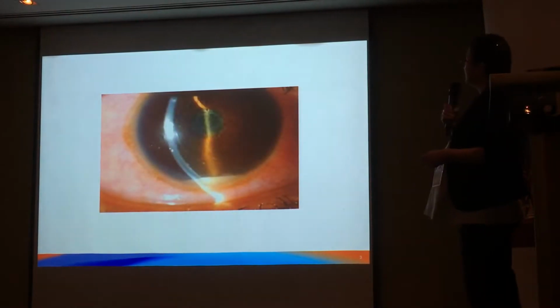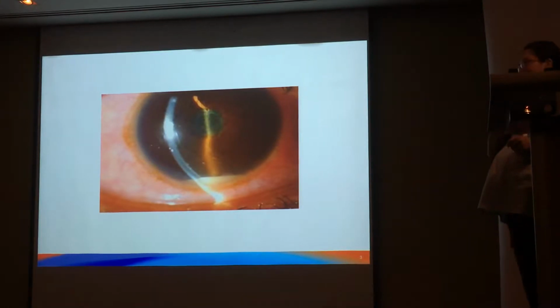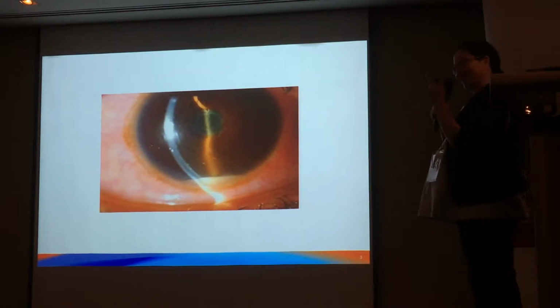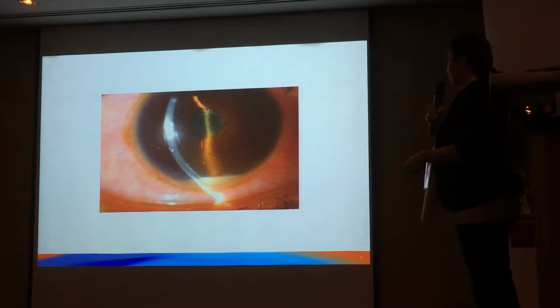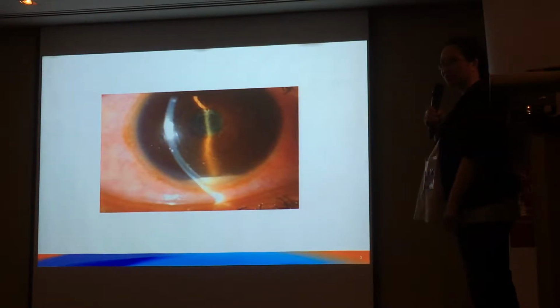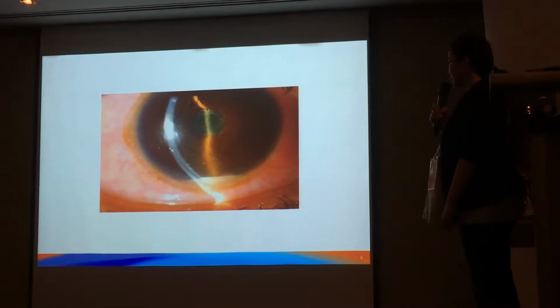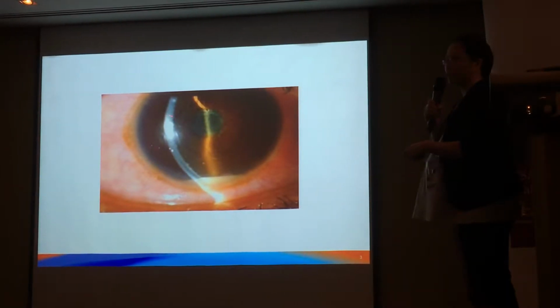Okay, so we'll move on next. What do we see here? Whoever has the microphone. Would you like to volunteer? This is a further photo with hypopyon. Yes. And posterior synechiae. Yes. Okay. And probably a fibrin plaque there as well, alright? So what would you do next?